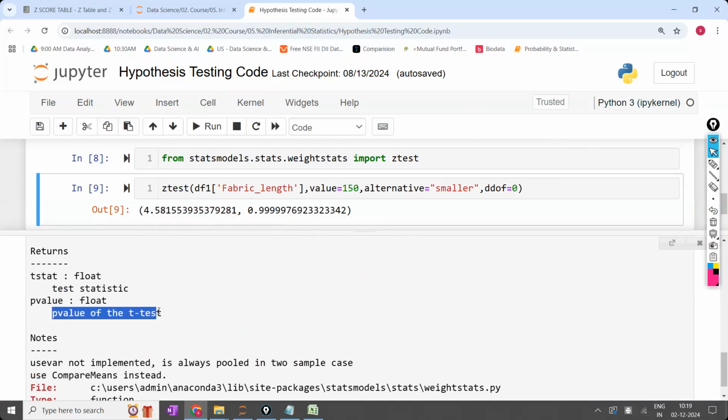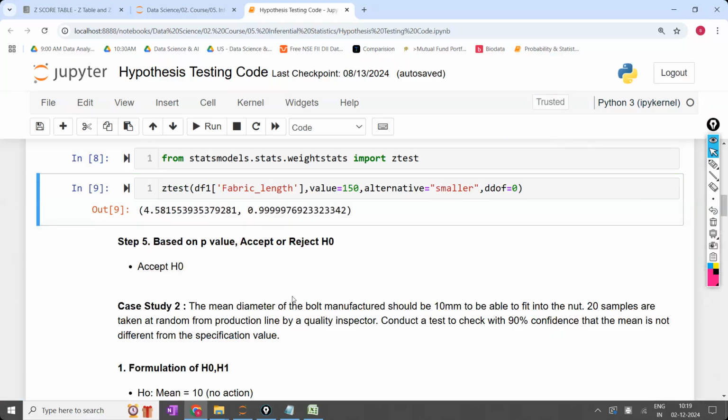So this function will return. Do you remember the return in the functions? Functions can return one value, functions can return multiple values. Now this function is going to return one value or multiple values? Multiple values. What are the two values? One is the test statistic value, that is, after substituting in the formula, you got 4.59. And based on that value, you are going to calculate the p value.